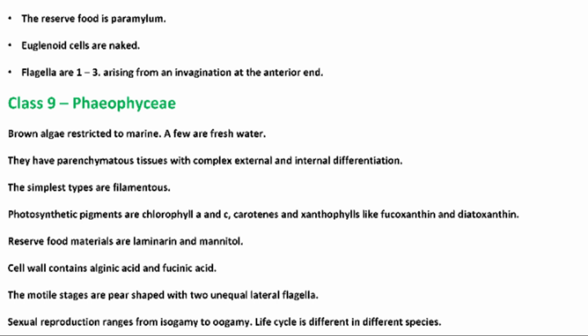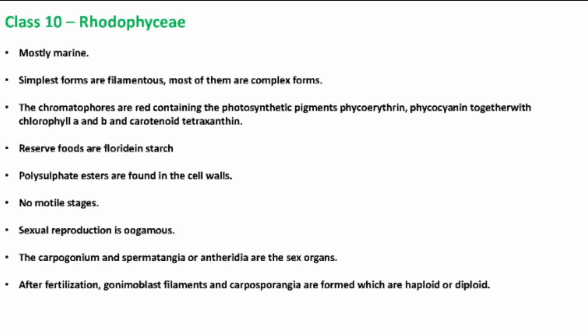The motile stages are pear-shaped with 2 unequal lateral flagella. Sexual reproduction ranges from isogamy to oogamy. The life cycle is different in different species.